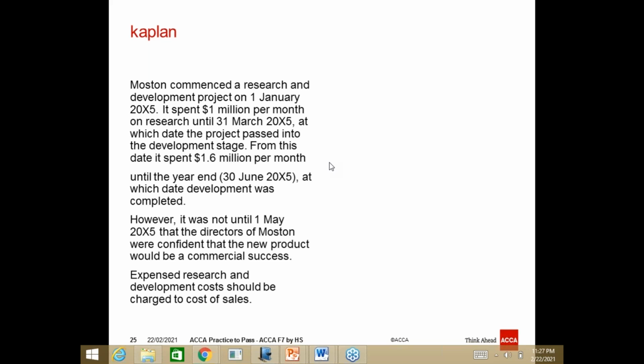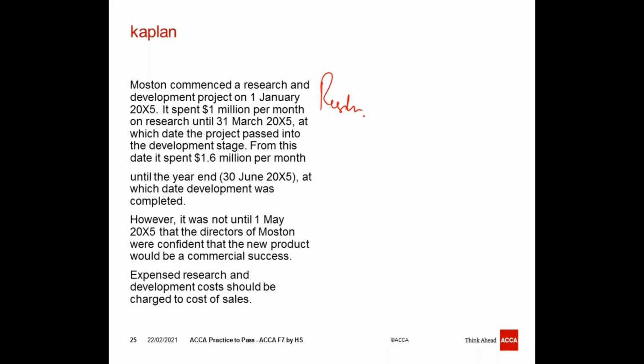Moston commenced a research and development project on 1st January 2005. It spends 1 million per month on research until 31st March. So the research was conducted in January, February, and March, so 3 million will be the value of the research, which will go in the income statement. At which date the project passed into the development stage. From this date, it spends 1.6 million per month. So from April onwards, the company is going to incur 1.6 million per month on the development of the project, until the year end 30th June 2005, at which the development was completed. However, it is not until 1st May that the directors of Moston were confident that the new product would be a commercial success. So that means for the month of April, the criteria are not met.